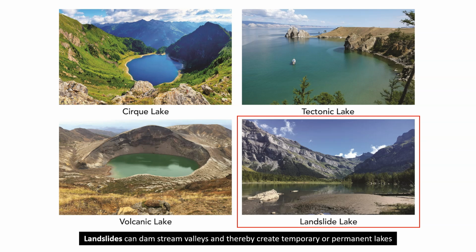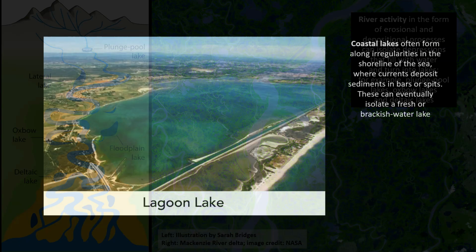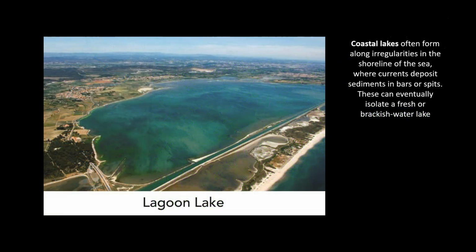Landslides can dam stream valleys and thereby create temporary or permanent lakes. And river activity in the form of erosional and depositional processes can isolate depressions that fill with water and turn into lakes. For example, plunge pool lakes, oxbow lakes, and deltaic lakes. Coastal lakes often form along irregularities in the shoreline of the sea, where currents deposit sediments in bars or spits. These can eventually isolate a fresh or brackish water lake.